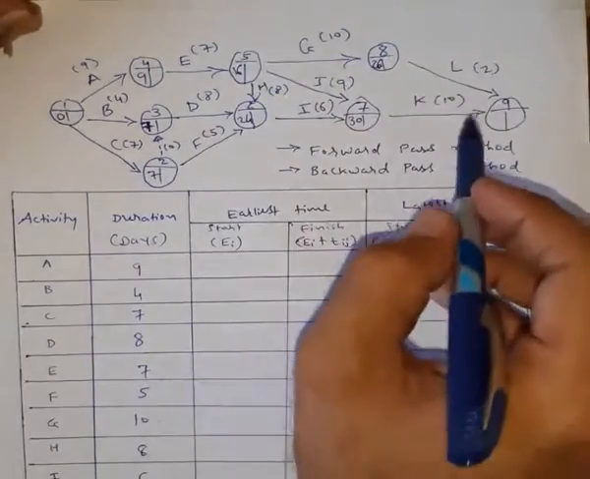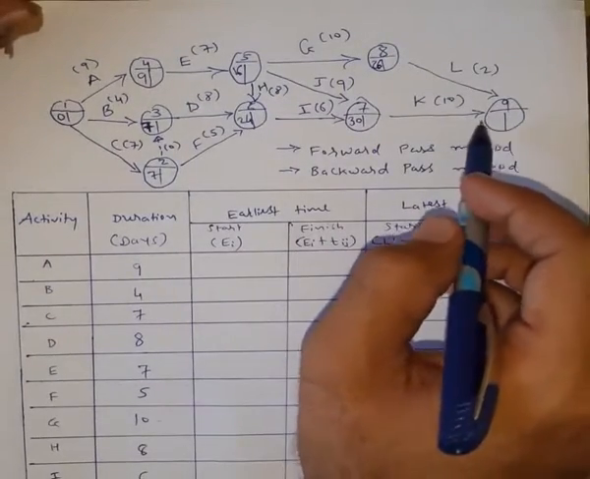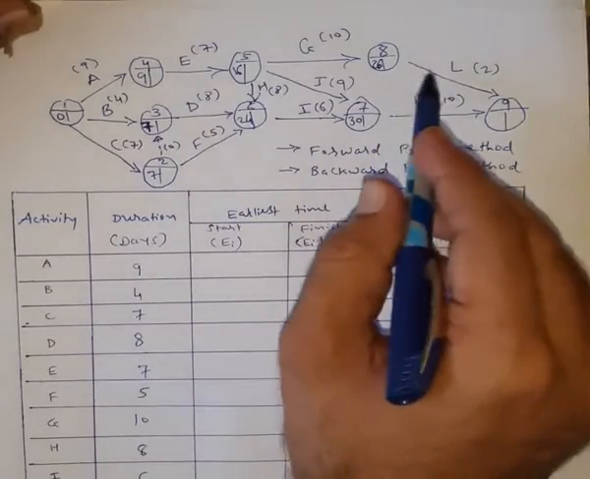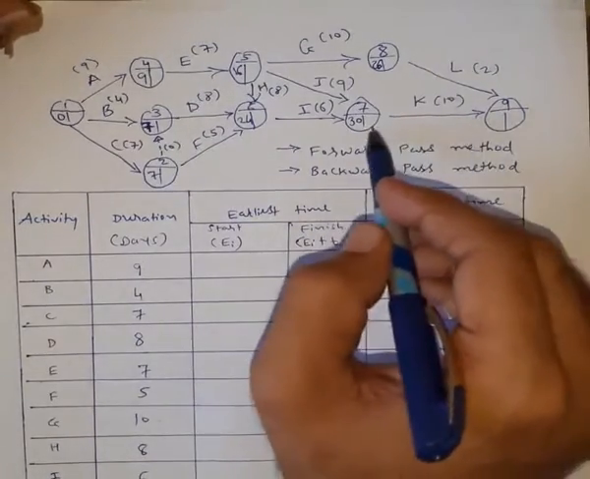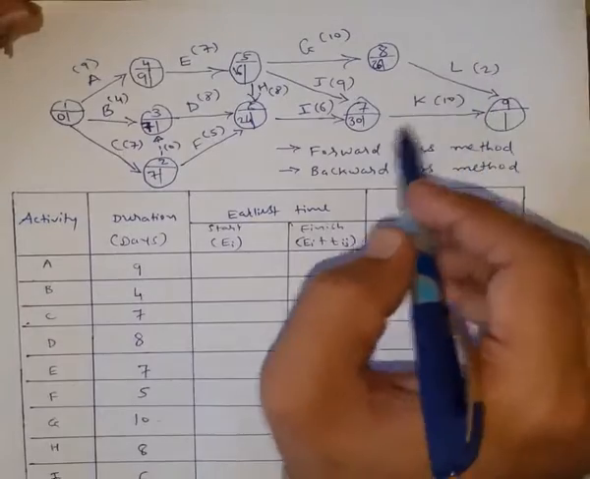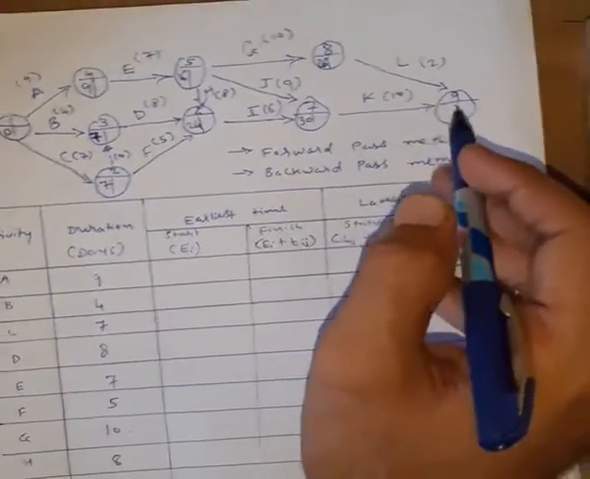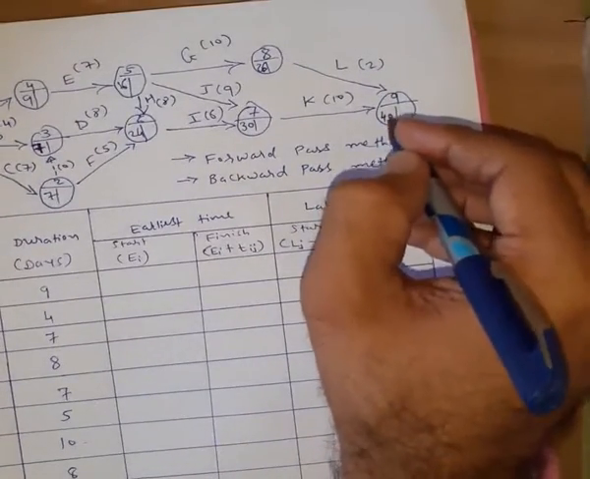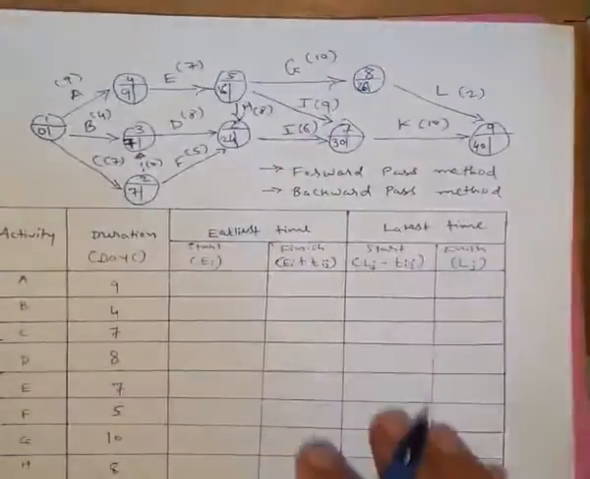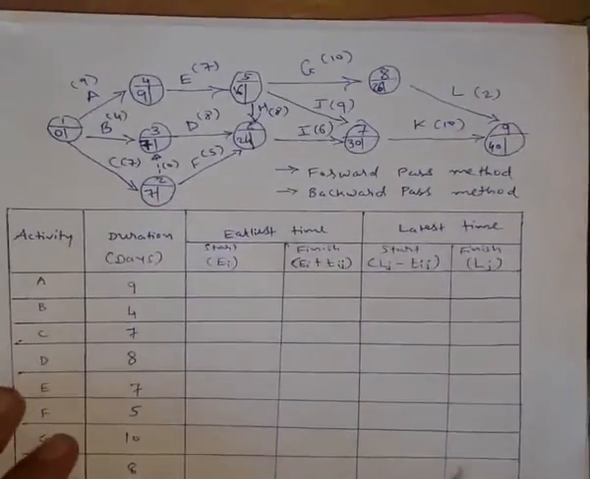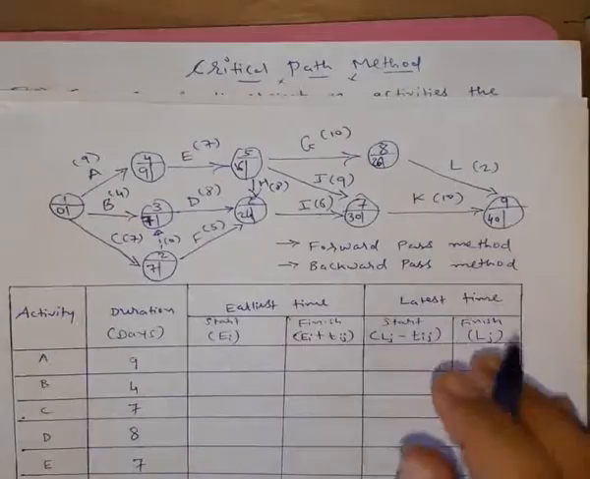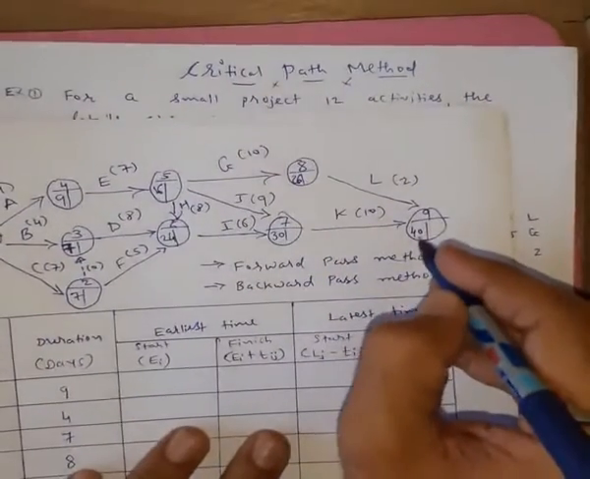To reach node number 9 there are two ways, one is this and one is this. So 26 plus 2, that is 28, and 30 plus 10, that is 40. So selecting the maximum value, that is 40. Again, putting the value that is over here, the same value we will put over here.